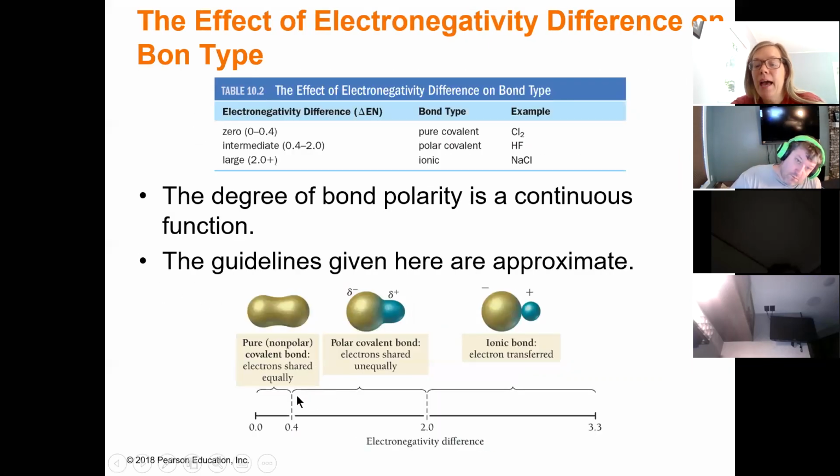What happens when we have a value difference of anywhere between 0.4 and 2 with our electronegativity? This is that sweet spot where we get a polar covalent bond, where the electrons are still being shared, but they're not being shared equally. One partner is greedier than the other, so it's going to hold the electrons a little bit closer.